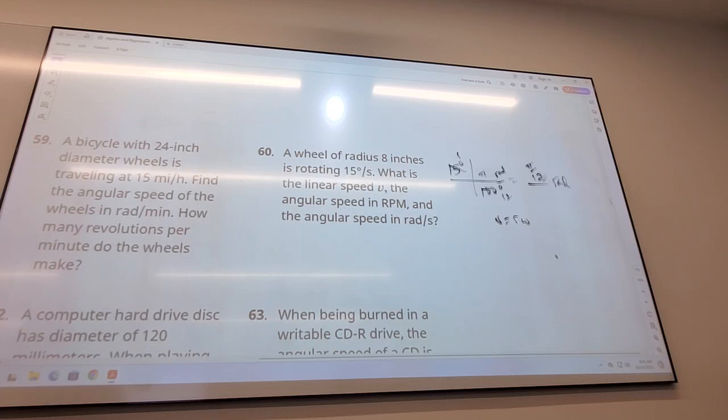I will give you a little hint. What's the M mean in RPM again? And what's all of our time stuff? Be careful. Okay.